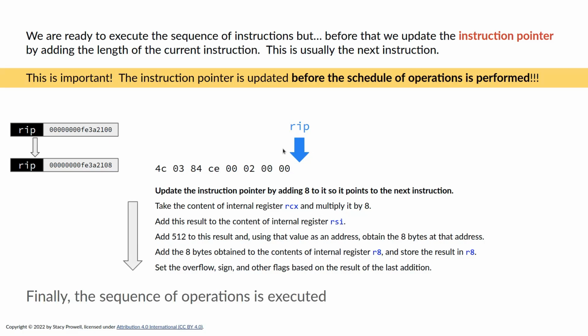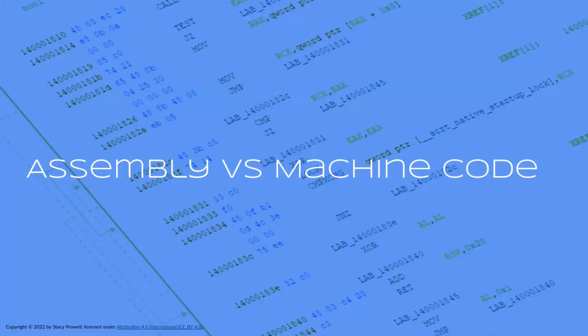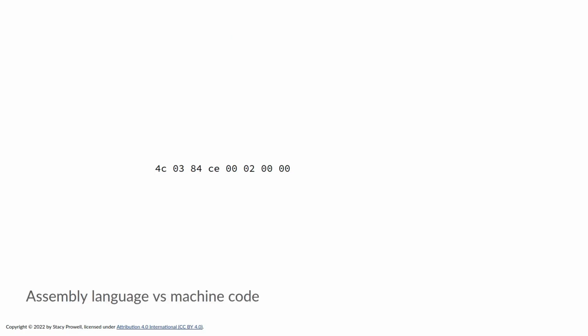We run the sequence of operations. We finish the execute piece of our fetch, decode, execute cycle, and we're ready to go back to fetch. So that was probably a lot. Let's talk about how assembly helps.